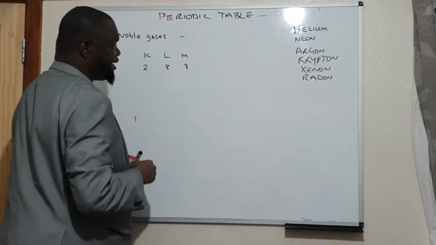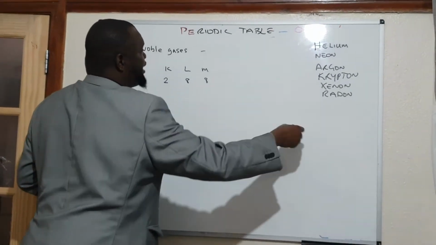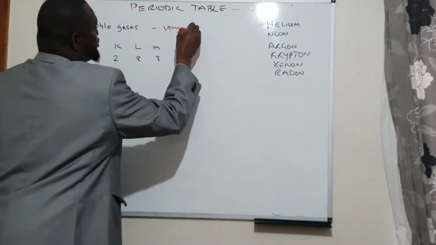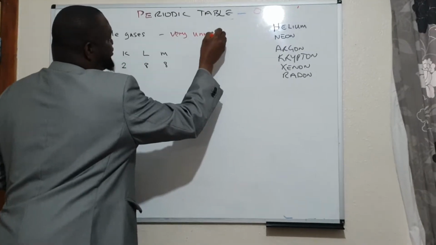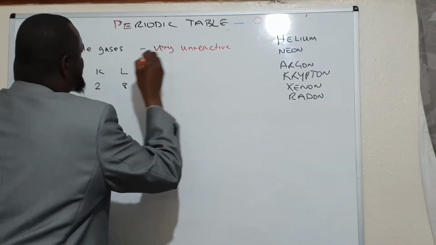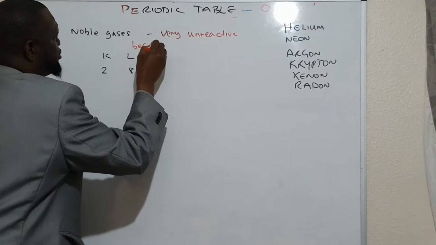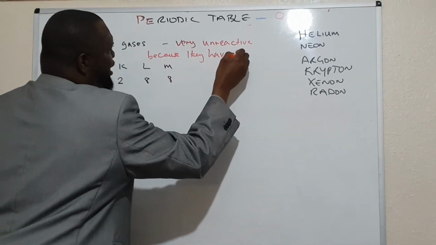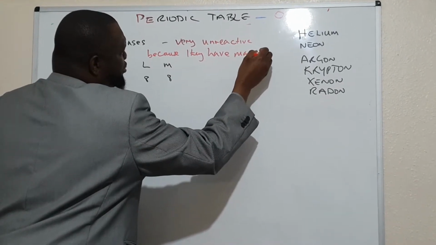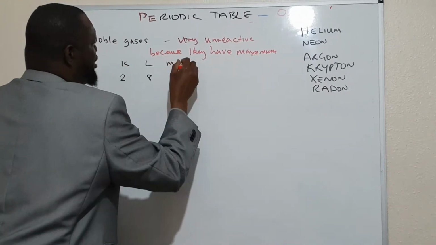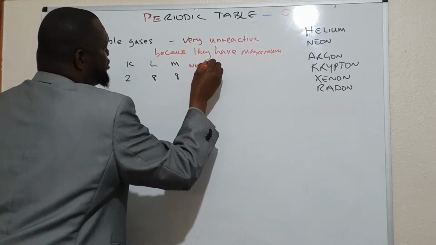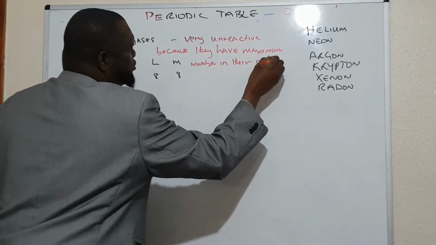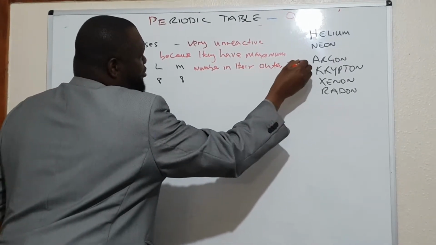They are very unreactive because they have the maximum number of electrons in their outermost shell.